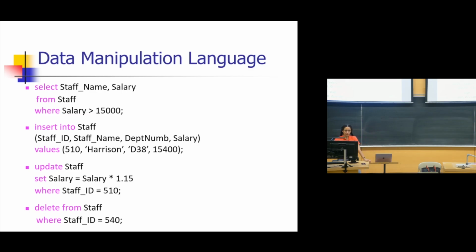And how to use the delete command? You just write delete from, right? Name of the table, and then add in your condition. For example, where staff ID is 550.